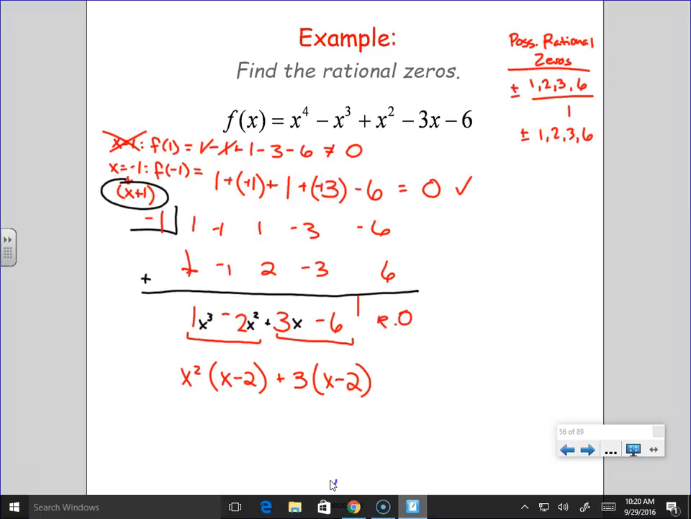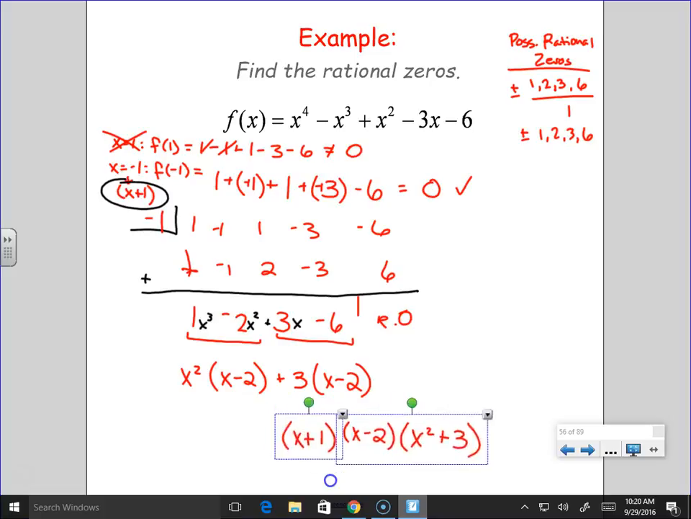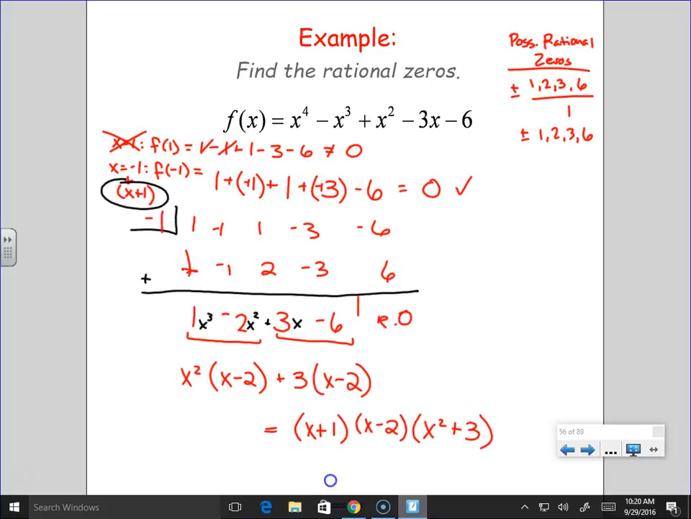What can we do with these? Yeah. We can pull out the x minus 2. We have an x squared plus 3, but be careful. Who else should technically be there? The x plus 1, right? And why should all of that be there? Because we're trying to figure out the zeros of who?